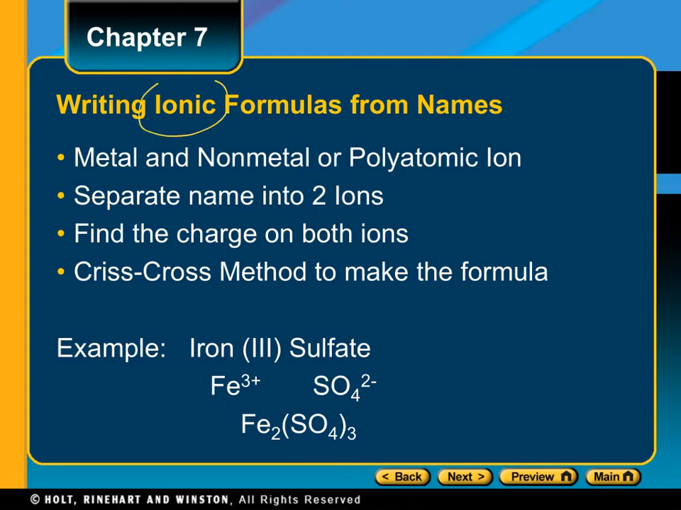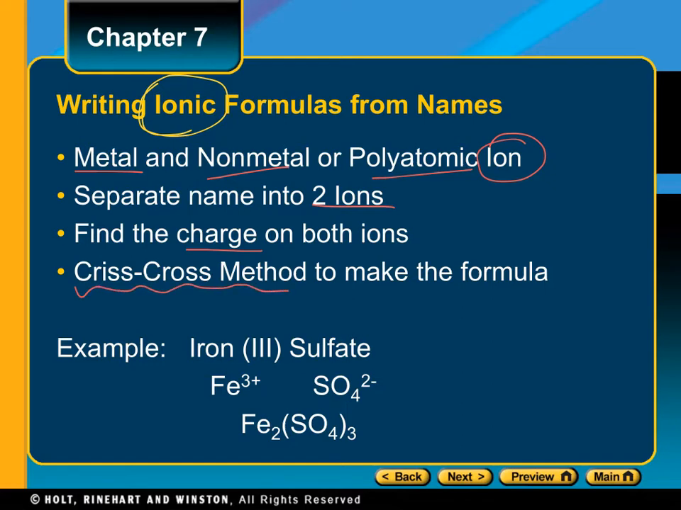All right, if you are dealing with an ionic compound, meaning you have a positive and a negative ion, you will see metals and nonmetals. You'll see polyatomic ions. Anything that had a charge, you're going to separate it into the two ions, and you need to find the charge on both parts. And then you're going to do the crisscross method that you learned prior.